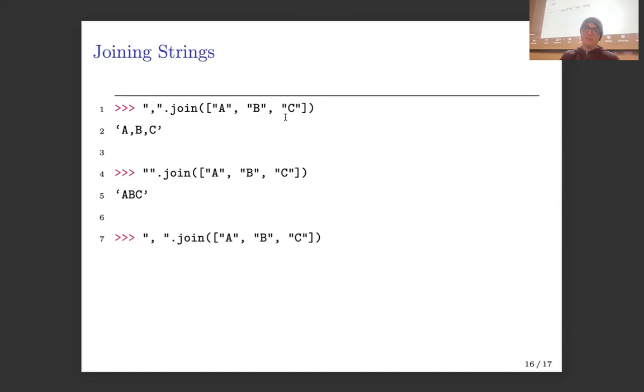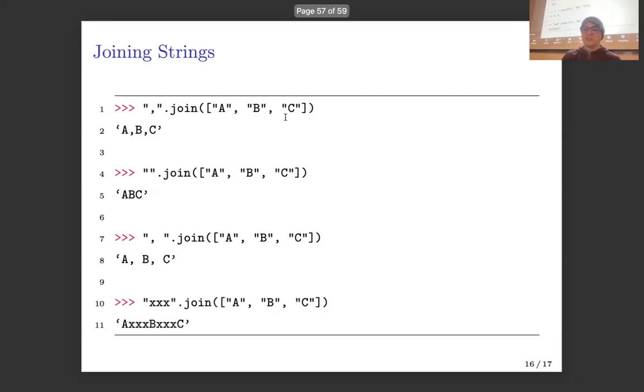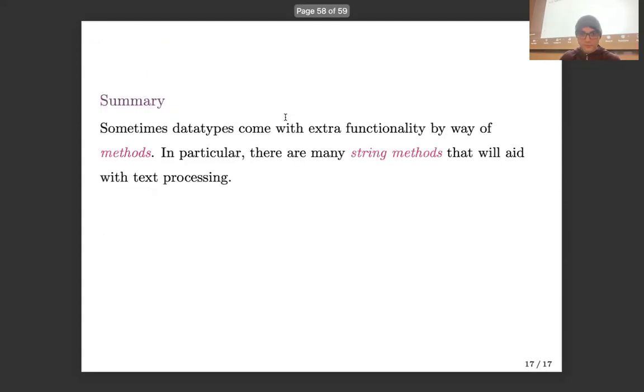And just here's some examples, right? Given a list of characters, here's how I can join them into a string, which would be appropriate for a comma separated value file. And I can also join on arbitrary gaps. Okay, so in summary, data types come with extra functionality by way of methods.